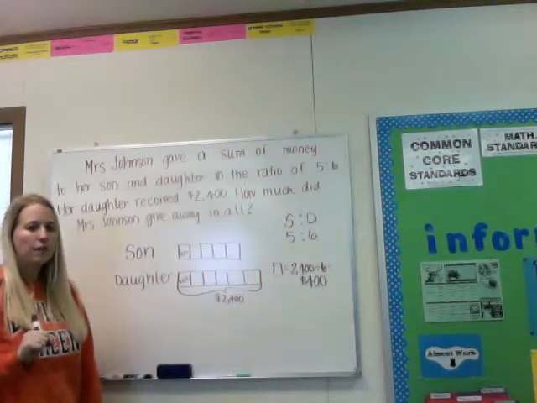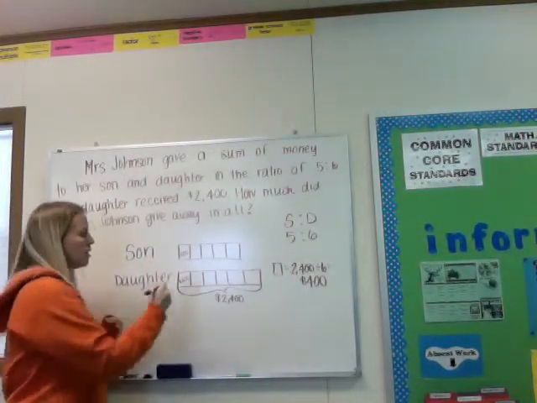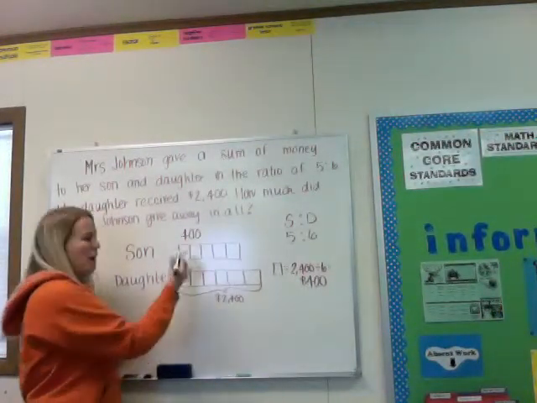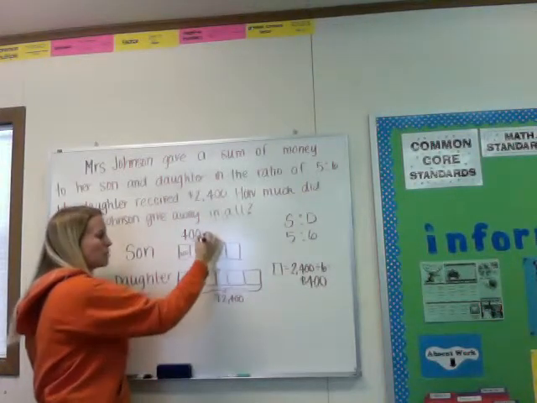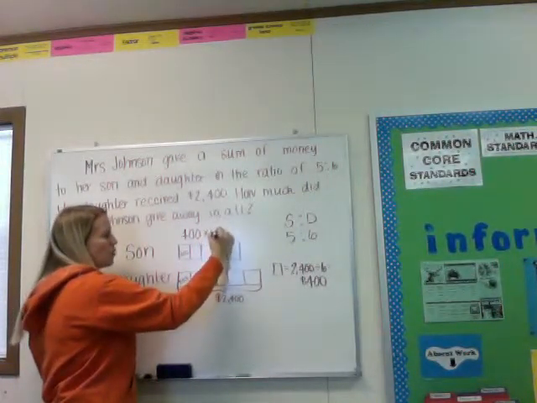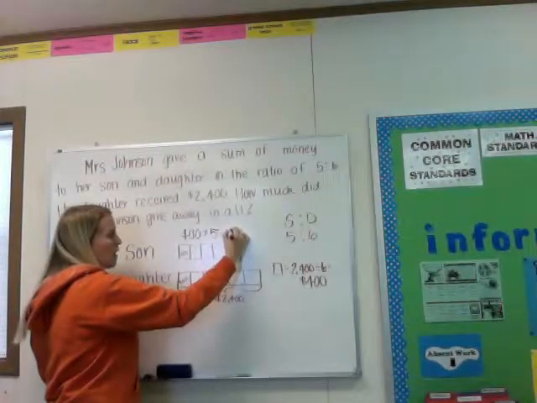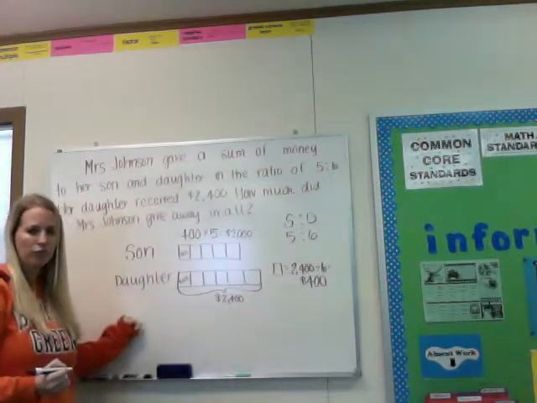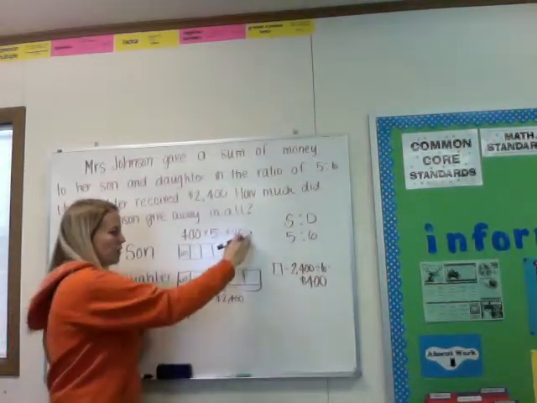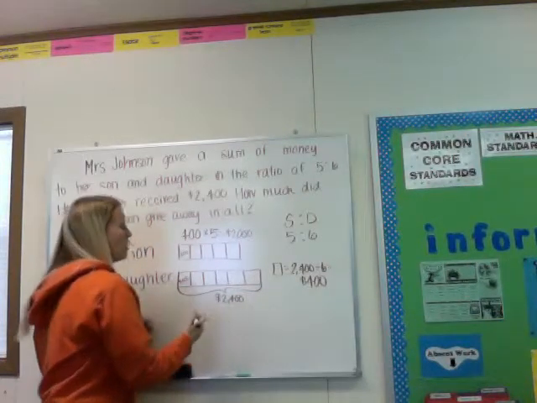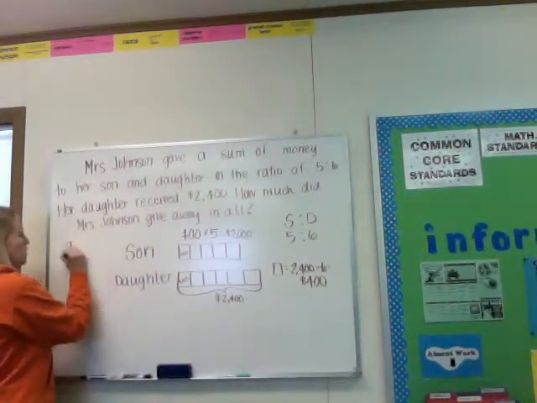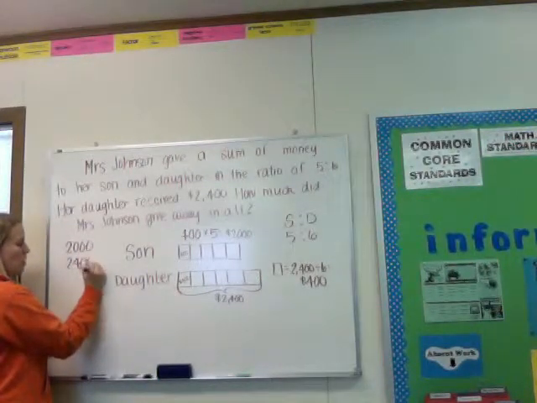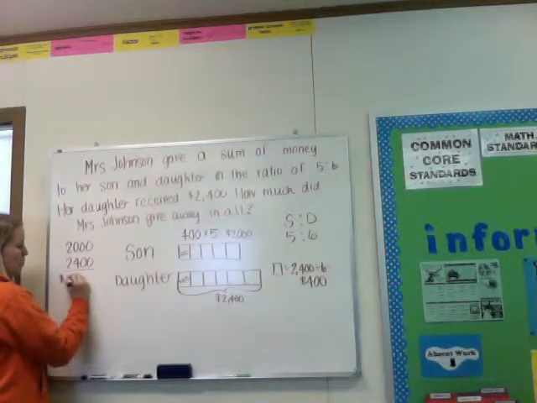I could first figure out how much she gave her son. If every block is worth $400 and her son has 1, 2, 3, 4, 5 blocks to his name, I could do 400 times 5, and I would know her son received $2,000. I could then total up how much she gave her son and how much she gave her daughter to come up with the final answer. So if she gave her son $2,000 and her daughter $2,400, then my answer would be $4,400.